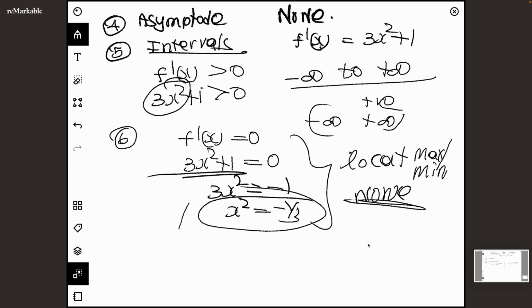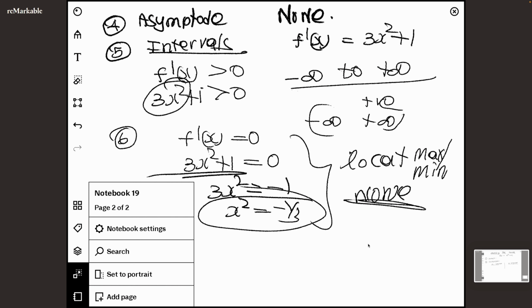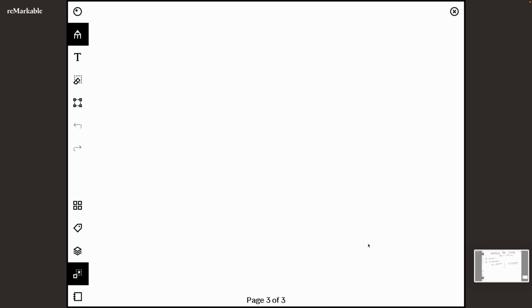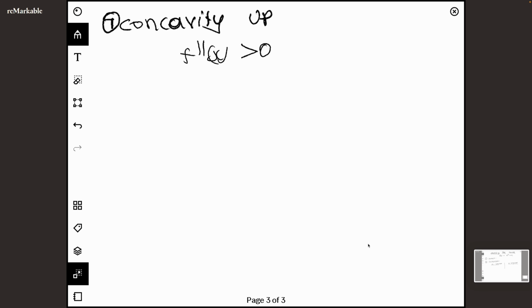Next is where concavity up and concavity down will be. I will do it on the next page. For concavity up, what is the procedure? Step number 7. For concavity up, f double dash x should be positive. For concavity down, f double dash x should be negative.